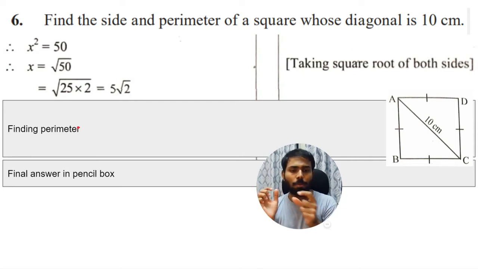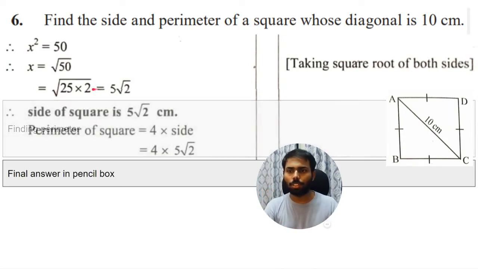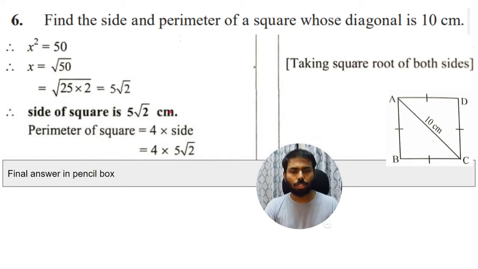Or you can add the same number 4 times. Both of them are equivalent. Same number को 4 बार ऐड करो या फिर उस नंबर को 4 से मल्टीप्लाई कर दो. Both of them are same. Okay. So side of the square is 5 root 2 centimeters.